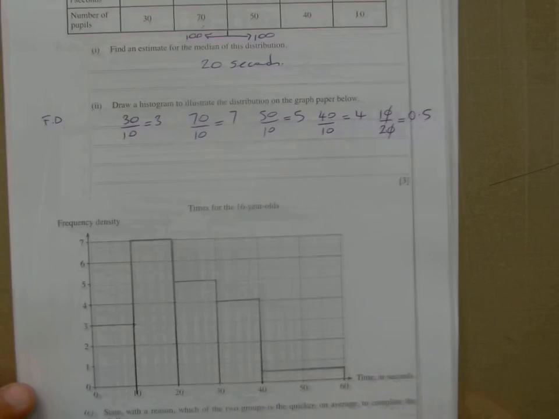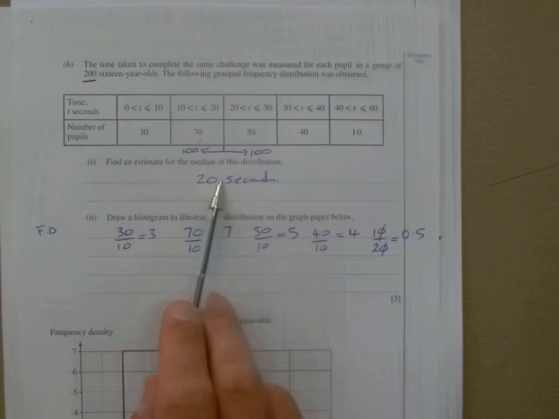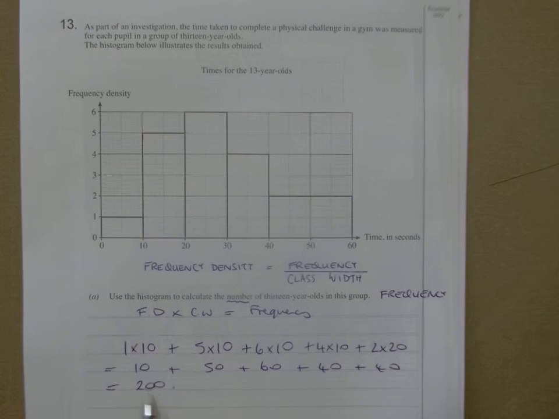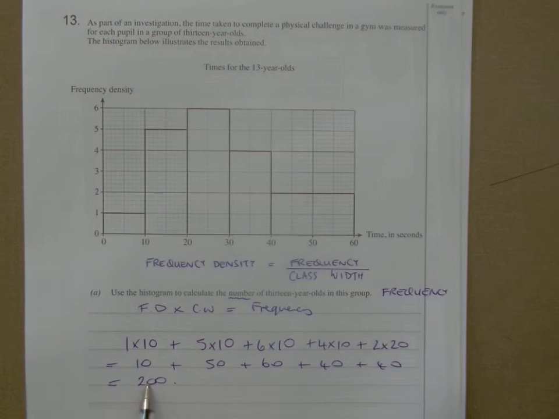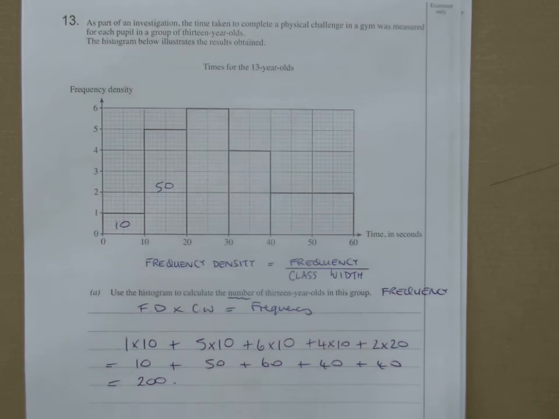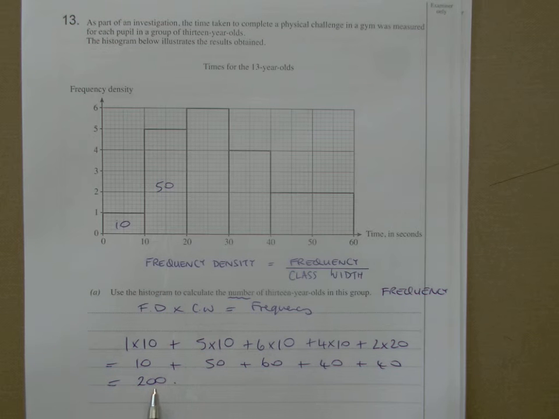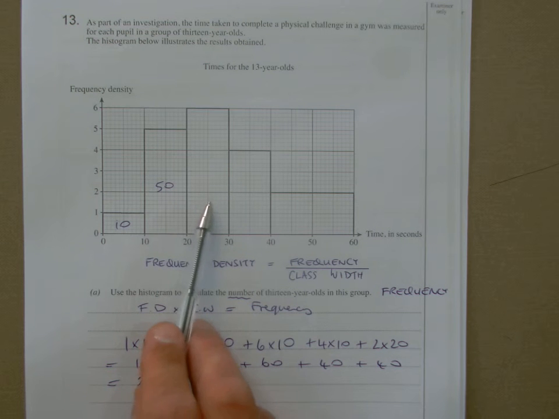Alright. So then, it says state with a reason which of the two groups is quicker on average to complete the challenge. So what we can do is compare medians. Now we know the median time was 20 seconds. What we can do then is look at the first one, to look at what the median time was here. If you think about it, you've got 200 there as well in the 13-year-olds. So we've got 10 in the first group, we've got 50 in the next group, so that takes us to say 60. 60 so far. Now to get the median pupil from here, I want the 100th pupil. So if I've got 60 pupils so far, I need 40 pupils from here.